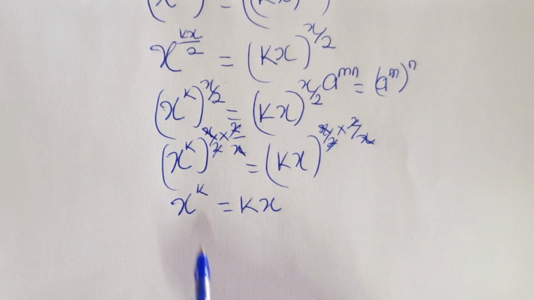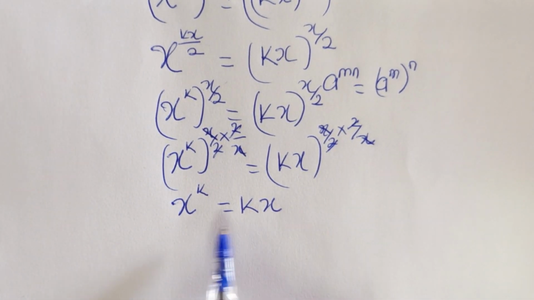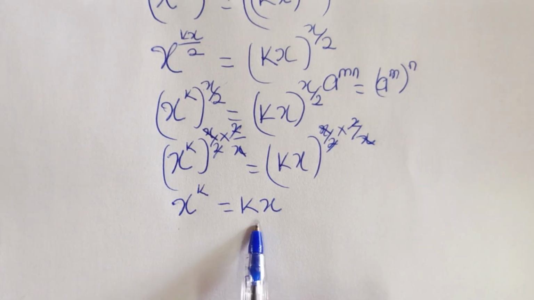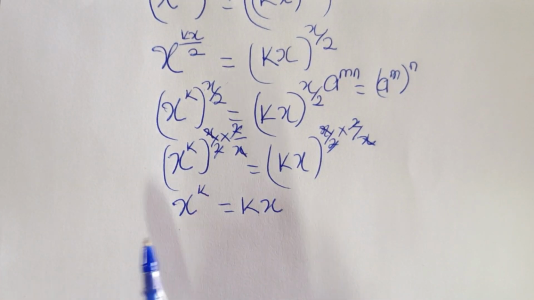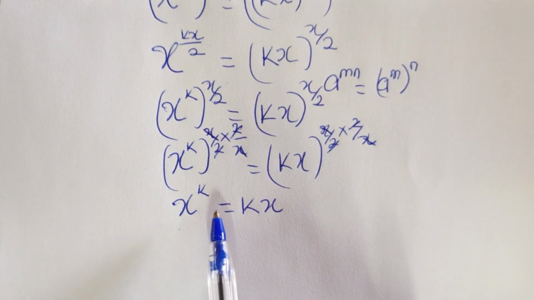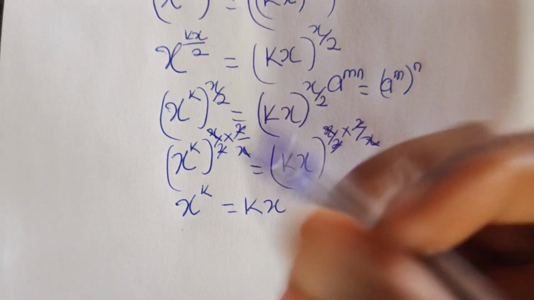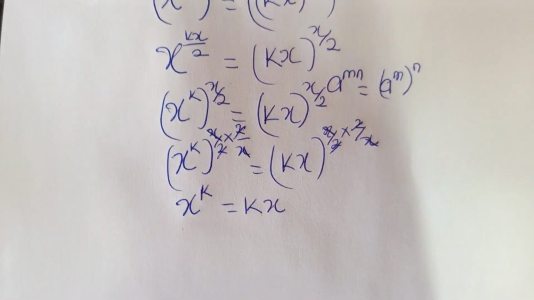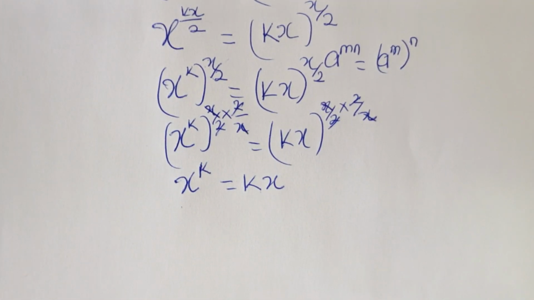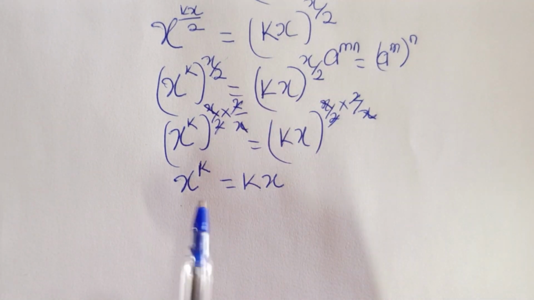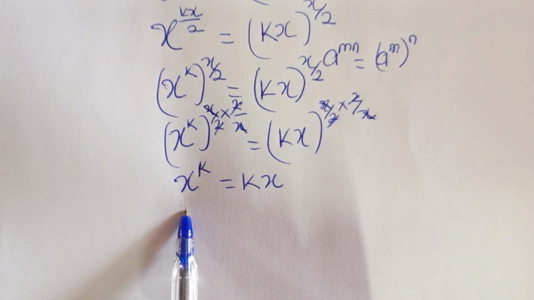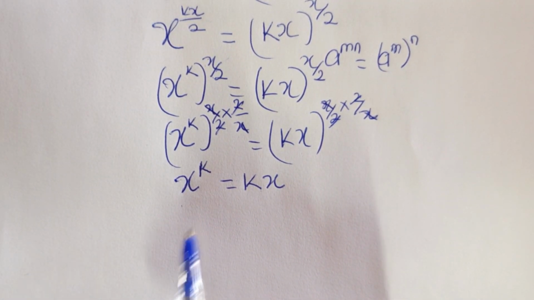Now, while we are doing all this, we are trying to make x the subject of the formula here. So don't get confused. You are trying to make x the subject of the formula. So the next thing we are to do now, we are still trying to make only x to be on one side of the equation.